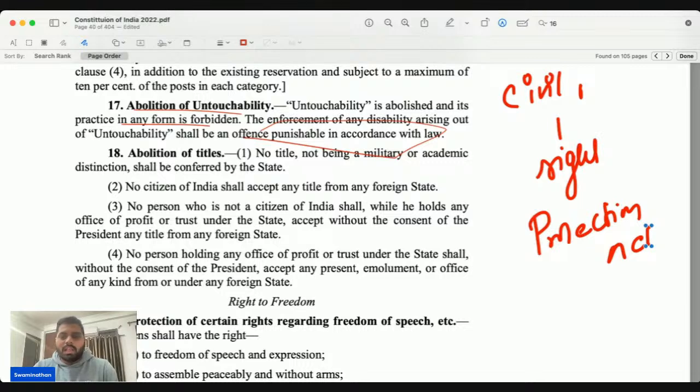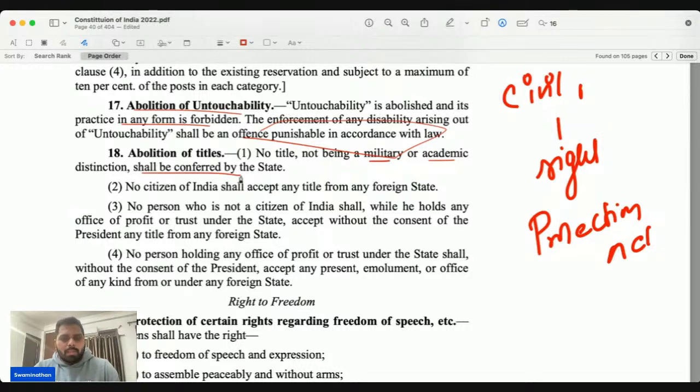So this creates what? A class which is privileged and a class which is non-privileged, and there will be a gap in the society. So in order that these gaps are closed and there is no such division in the society, no social discrimination, these kinds of privileges, these kinds of titles needed to be abolished. So it says any title which is not a military title or academic distinction shall not be conferred by the state. The state government shall not confer on anyone any titles except military or academic titles.